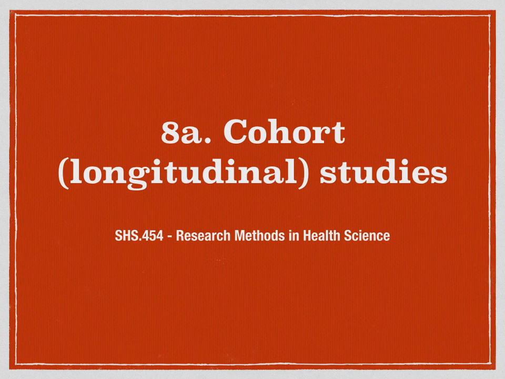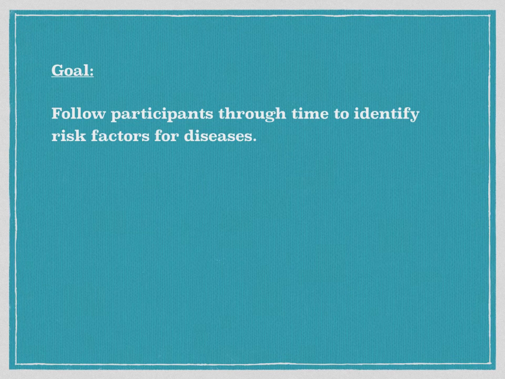First up, cohort studies. So cohort or prospective longitudinal studies follow participants through time to identify risk factors for the disease. In other words, cohort studies recruit and assess a bunch of participants who are healthy, and then keep up with them regularly over time to see who eventually develops the disease. Then they can retrace their steps to the beginning of the study and see what characteristics these participants had that may have contributed to their eventual diagnosis.